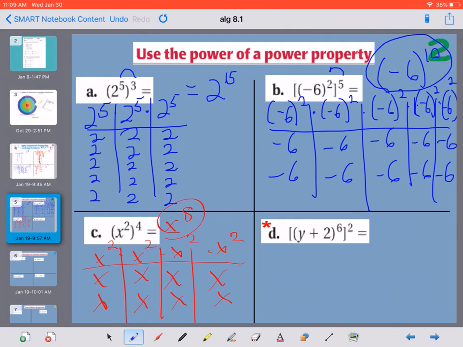Now, this is where it gets a little bit trickier. Here we have y plus 2 to the 6th power times that whole thing squared, so 2 of those. So I would have y plus 2 to the 6th power twice.